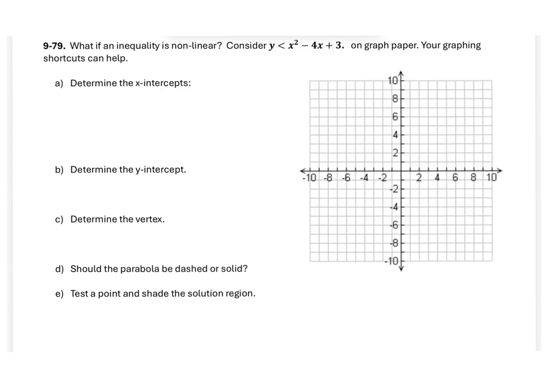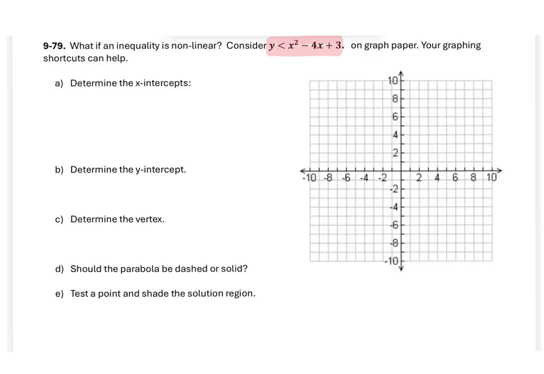So for this example, we're going to take a look at solving an inequality when it is not linear. To start, I have this, looks like a parabola here, but instead of y equals x squared minus 4x plus 3, it is y is less than x squared minus 4x plus 3.